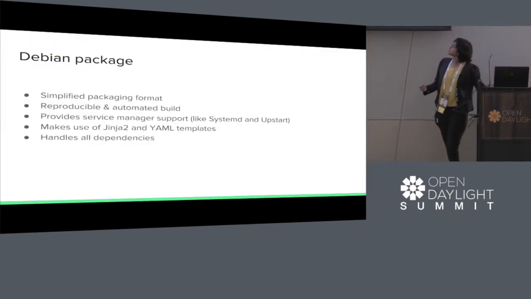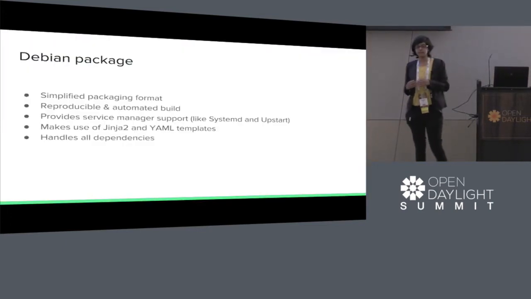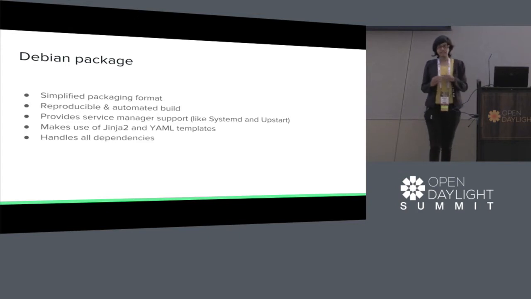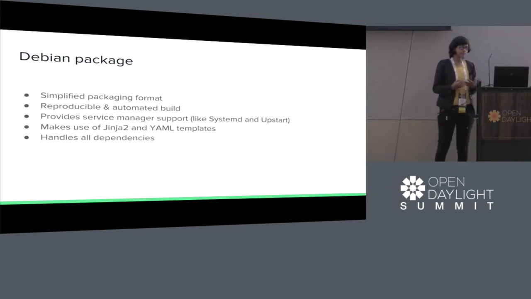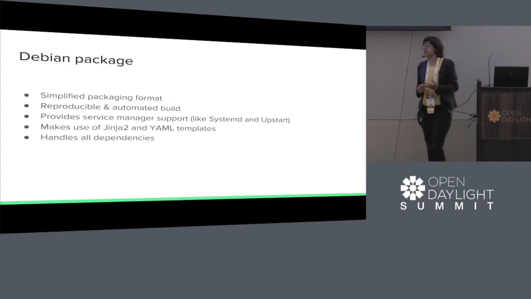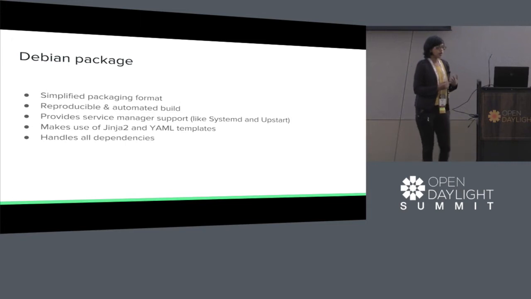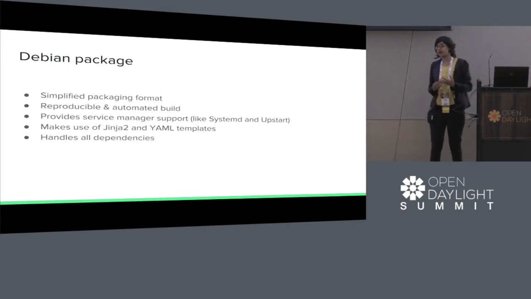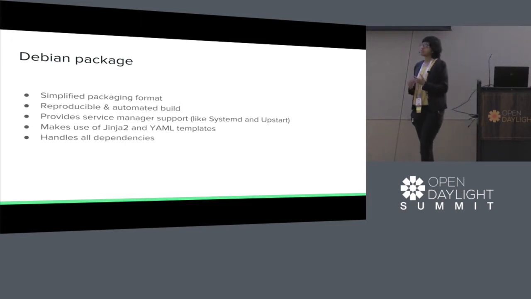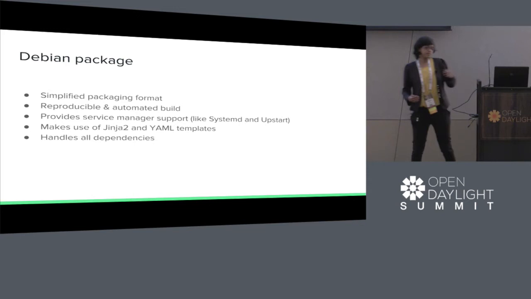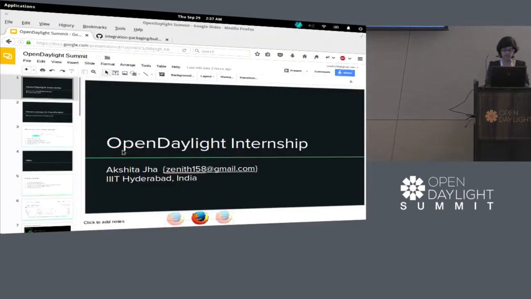Now, the Debian package that I built is a very simplified packaging format. It is reproducible and automated. It provides service manager support like systemd and upstart. Also, it makes use of Jinja2 and YAML templates. So it's basically dynamic. We can build .debs for any of the OpenDaylight versions that are available. I can just show you what the vars file looks like.